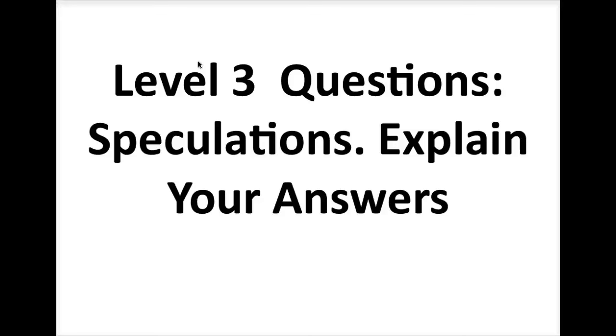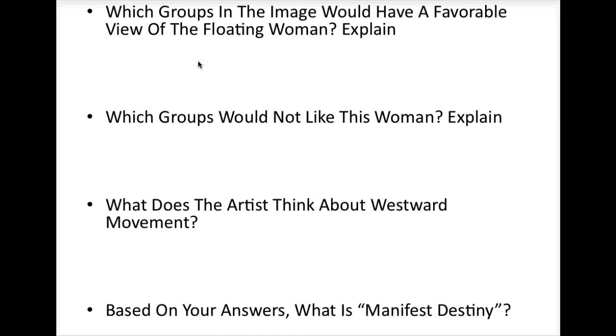Now we will move on to the third level, where we will speculate about this image. These questions include which groups would view the floating woman in a favorable manner, which groups would not like this woman, what is the artist's claim, and what do we think Manifest Destiny is based on this image.